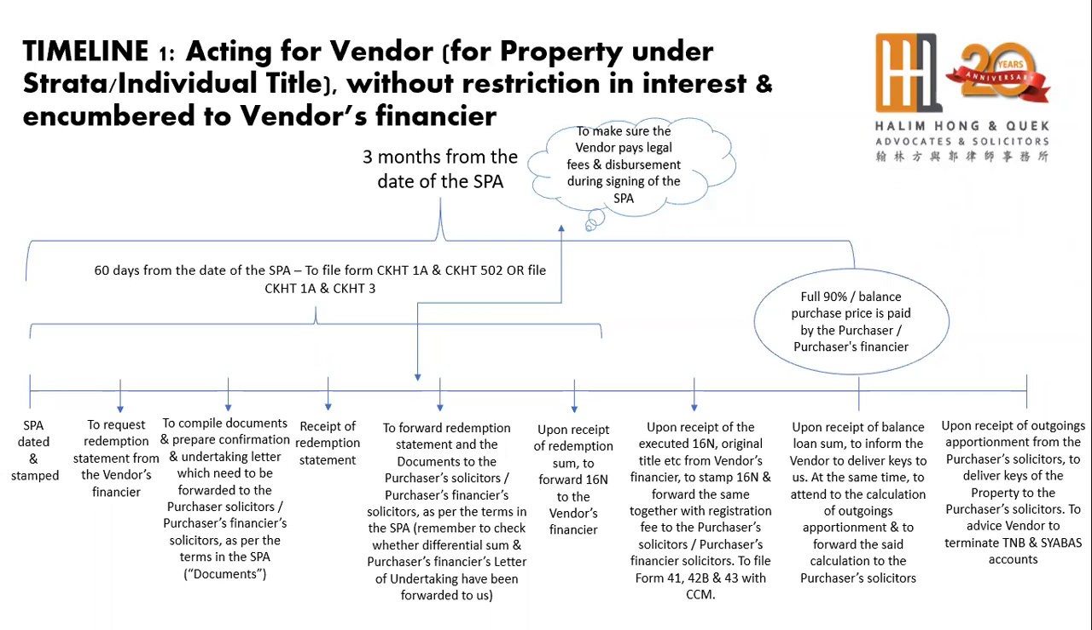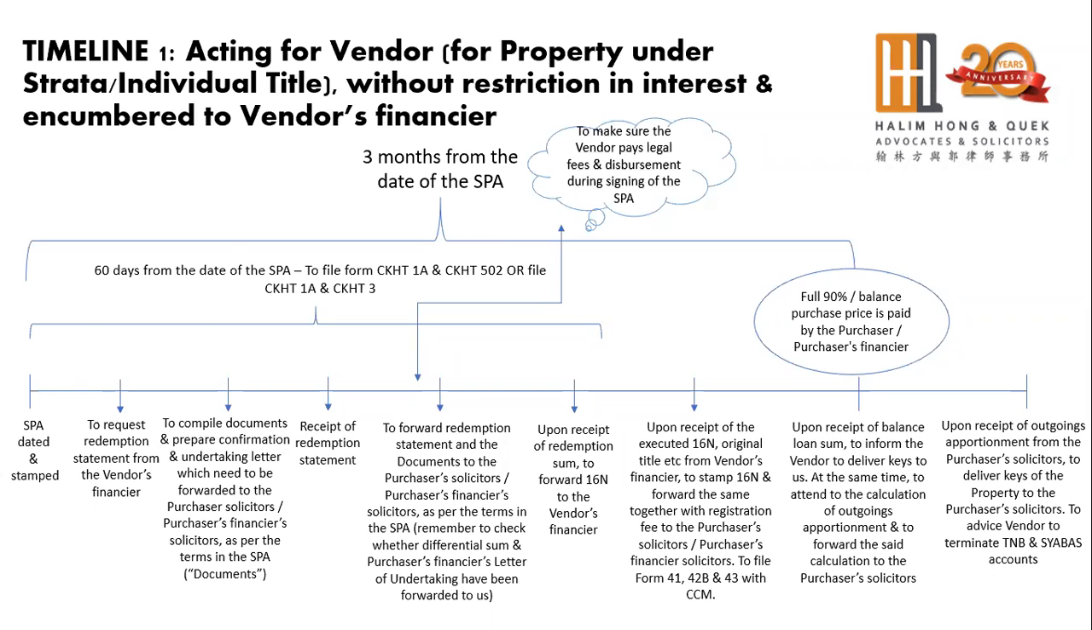So, if the vendor is a company, you have to file a discharge form 41, 42B, and 43 with CCM as well. Once you receive the loan balance, you have to inform the vendor to deliver keys to us because there's a time frame in the SPA. And at the same time, we have to calculate apportionment.